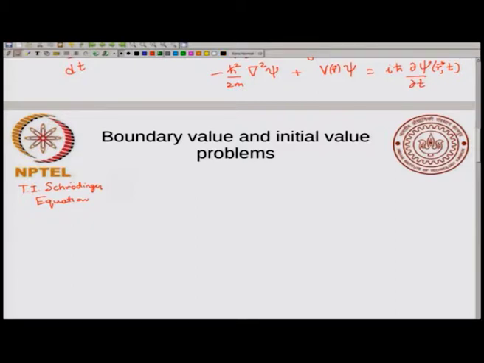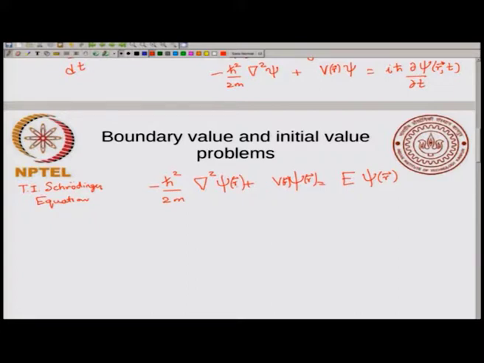Okay. So, the time independent Schrodinger equation for a single particle is written as minus h cross square by 2m times del square psi plus V times psi is equal to E, which is a constant, times psi. So, V is a function of r, psi is a function of r, E is not a function of r.